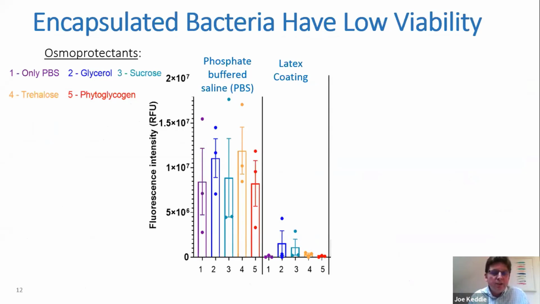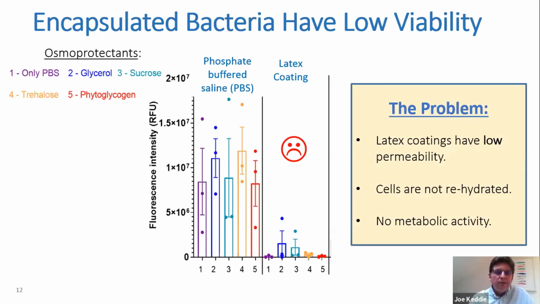And to the formulation, we added osmoprotectants. These are things like carbohydrates or sugars, which are known to help in the rehydration and prevention of the desiccation of cells. So on the right, though, we're showing that fluorescence just for the bacteria in a latex coating. And you can see it doesn't look very good. Essentially, there was really no significant metabolic activity.